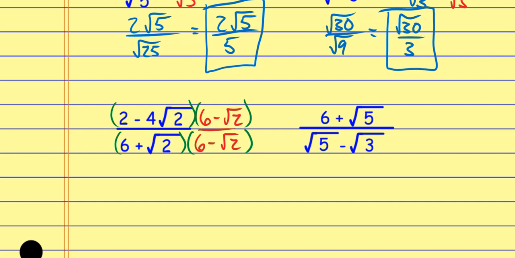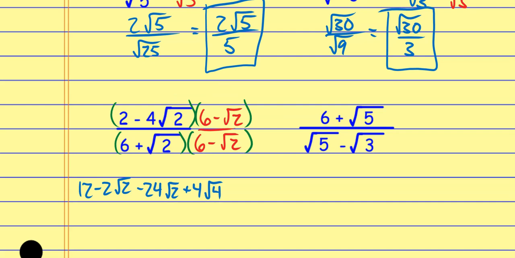If I multiply out this numerator, again, it's our distributive property. I'm going to distribute the 2, which gives me a 12 minus 2 root 2. And then I'm going to distribute the negative 4 root 2. That gives me a minus 24 root 2. Plus 4 root 4.